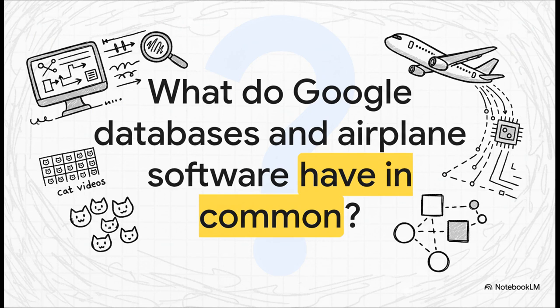So, think about this for a second. At first glance, they have absolutely nothing in common, right? One is busy organizing a whole universe of cat videos and memes, while the other is keeping a massive 400-ton aircraft safely up in the sky. But, believe it or not, they actually share a secret architectural DNA.